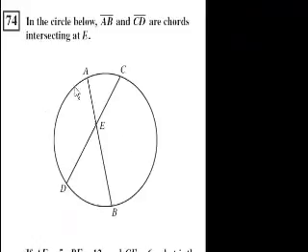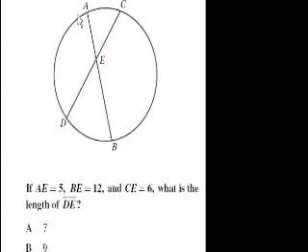Problem 74. In the circle below, AB and CD are chords intersecting at E. Fair enough. If AE is equal to 5, so this is equal to 5. Let me pick another color. BE is equal to 12. CE is equal to 6.